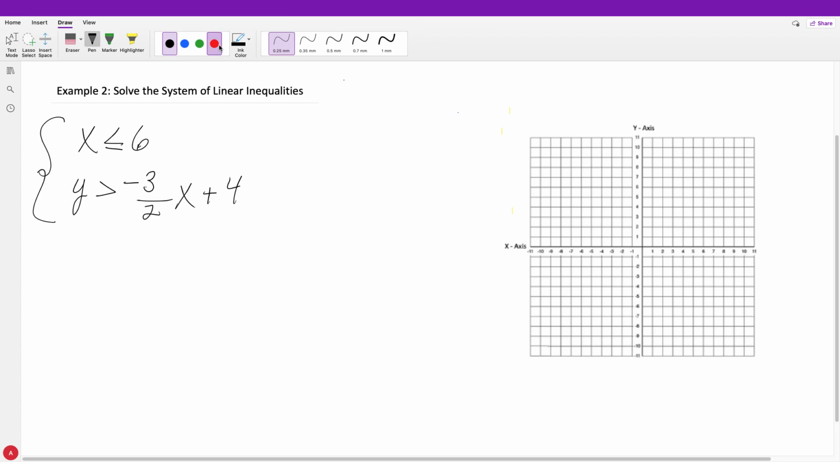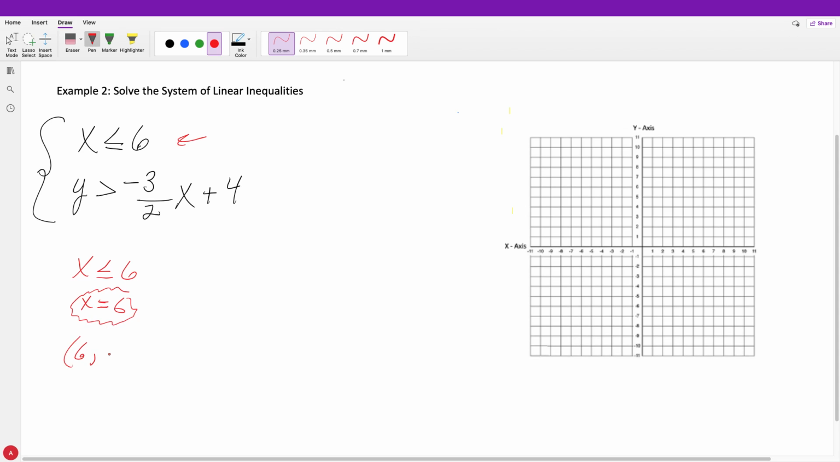Remember, I'm going to do this first one in red, and we graph these individually. So we're first graphing x is less than or equal to 6, and we graph as if x is equal to 6. When we have just one variable and not two, this is one of those special cases where it's either going to be a vertical or horizontal line. Since our graph must include every solution for x equal to 6, every single point on this graph needs to be where x is 6. So I'm just going to pick a couple points.